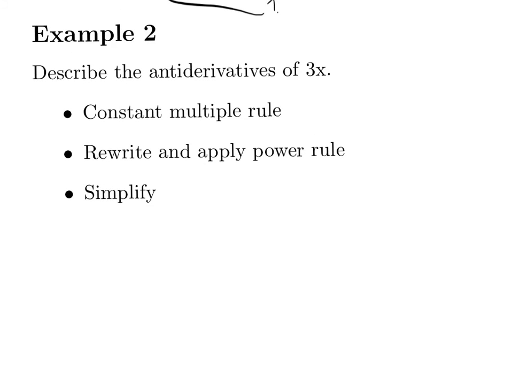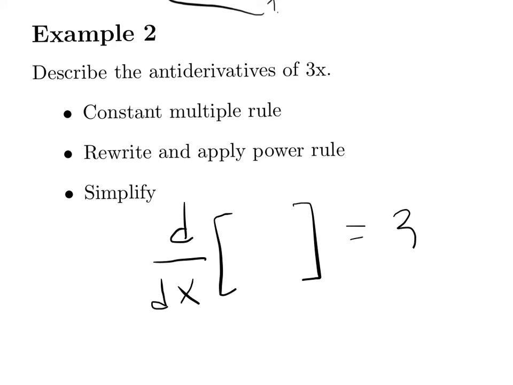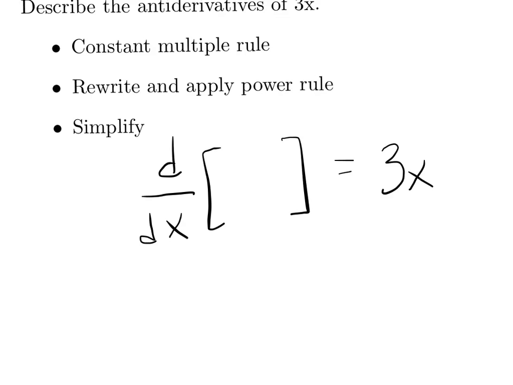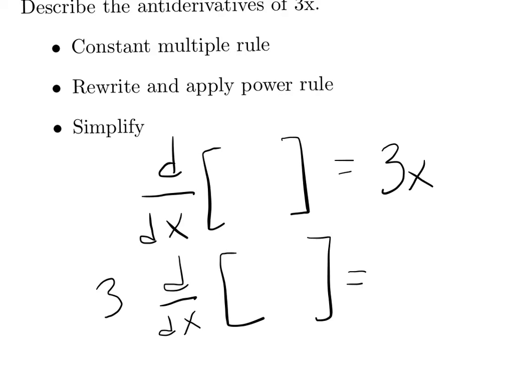Describe the antiderivatives of 3x. So the question is, the derivative of what, and it really helps to write it like this, the derivative of what, leave a blank space, is 3x. Okay, we can use one of our rules. The first thing we can do is factor out a 3 and say 3 times the derivative of something gives us x, 3 times x, okay? And ignore the 3's.